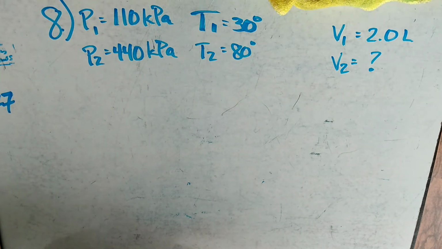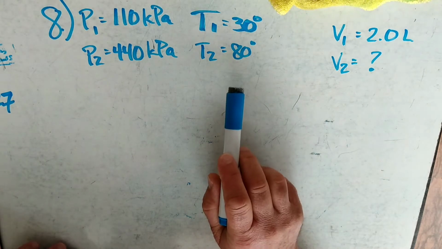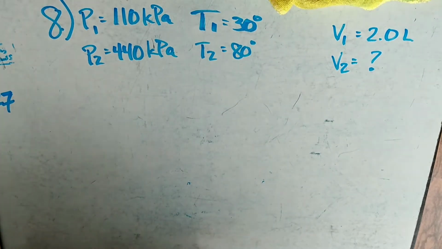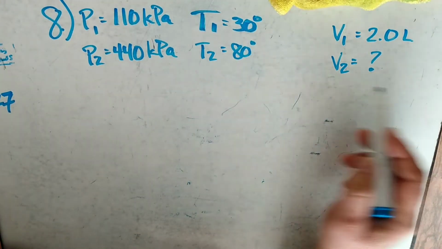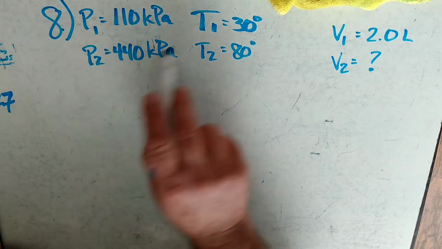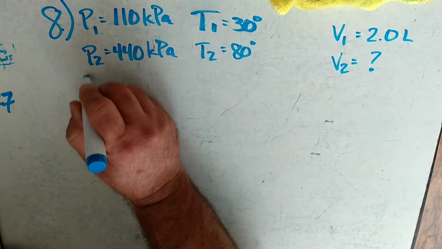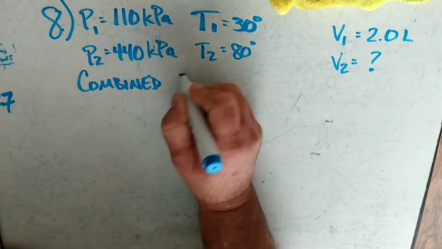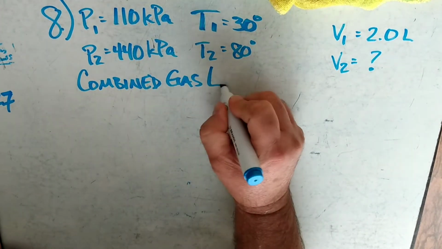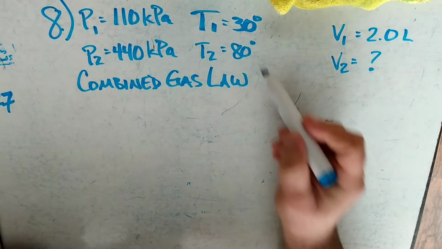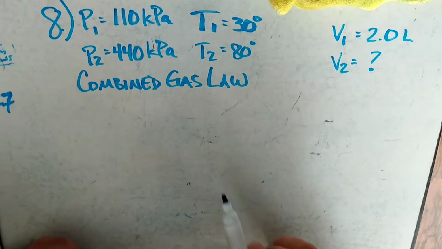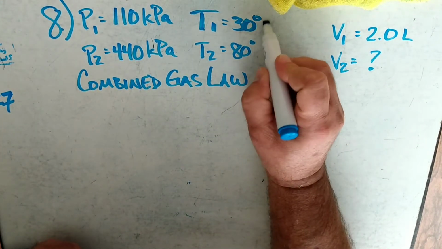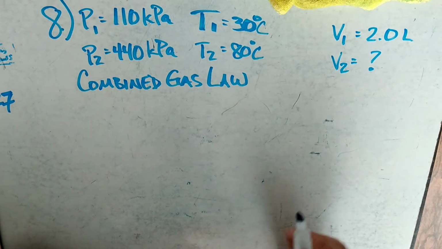First off, because we are dealing with the combined gas law, right, because we have 2 P's, 2 T's, 2 V's, so we know it's combined. The one thing we have to do right away is we have to change our temperatures from degrees Celsius to Kelvin.